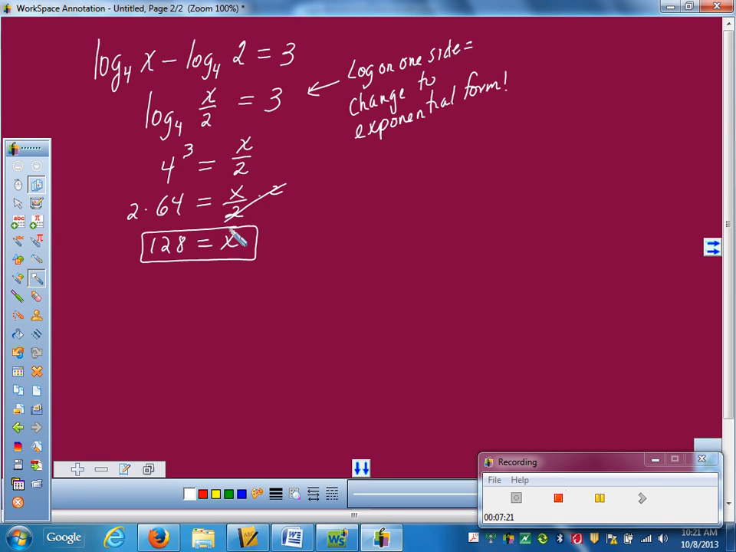Now I have people who get lazy, and this will cost you big time. I have people who look at that problem and go, oh, I should divide, and they'll write x over 2 equals 3, and they don't want to take the time to write the logs down. Don't do that, because then you mess up. If you try to drop those logs off immediately and never write them, you will mess up the problem, because that's going to give you 6. You didn't change to exponential form.